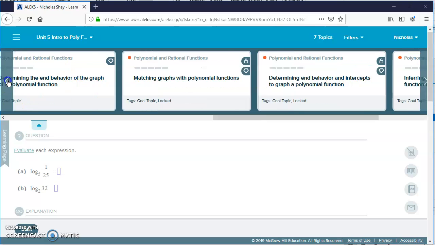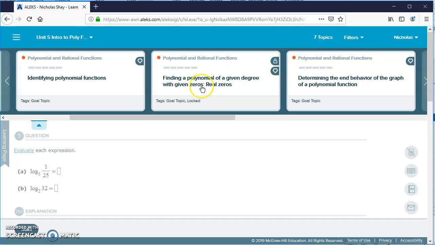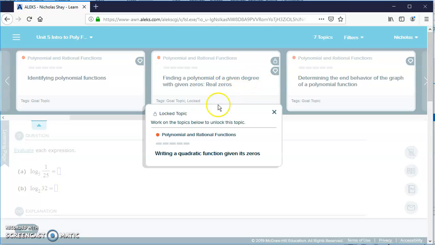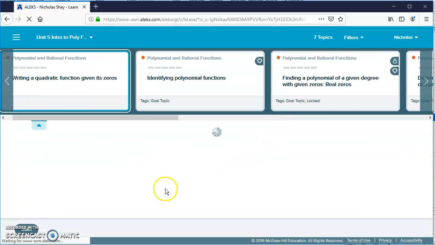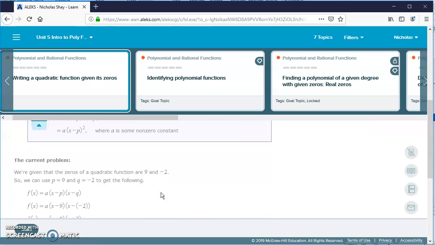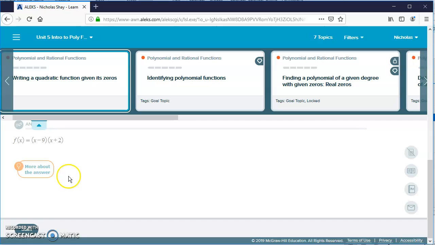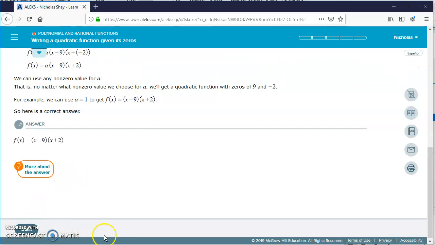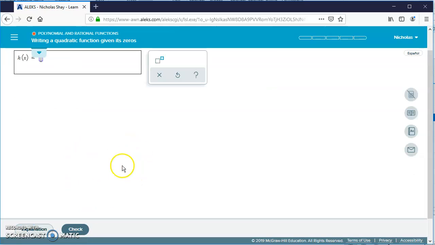Now, one issue with this is you can see that this one is locked, and to be able to get to this topic, I have to finish this prerequisite topic, which is writing a quadratic function given its zeros. So I would need to go into this topic related to writing a quadratic function given its zeros, read through it, make sure I understand what I'm doing here, start, and then I would need to achieve mastery of this before I could open up those other locked topics.